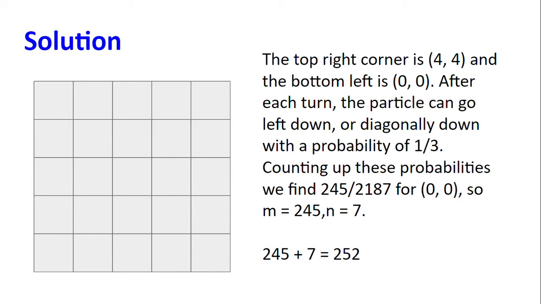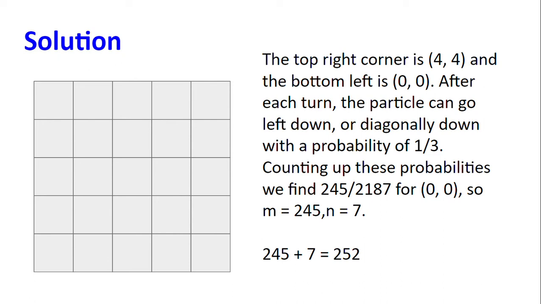Solution. So as you can see, we have a 5 by 5 grid. Now the top right hand corner is (4, 4) and the bottom left is (0, 0). After each turn, the particle can go left, down, or diagonally down, each with a probability of a third.